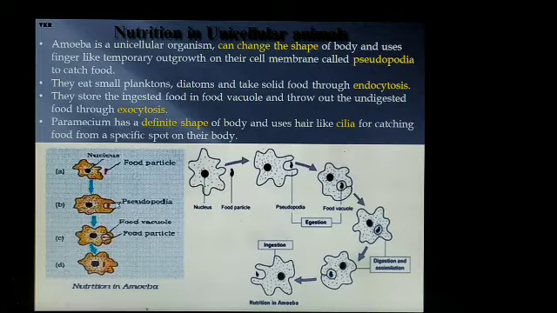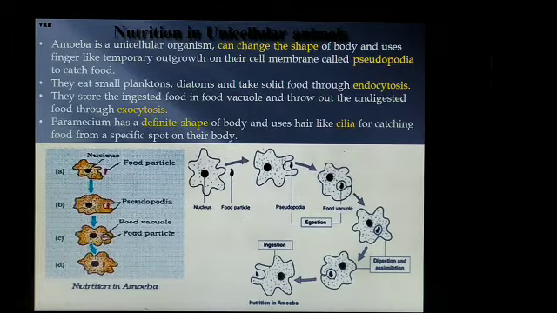But at the time of catching food or at the time of movement, amoeba creates a set of finger-like projections out of the body, right? This finger-like projection is said to be pseudopodia. So what do they generally eat? They eat small planktons and diatoms, and take solid food through the process of endocytosis. What is endocytosis? Look at this figure.